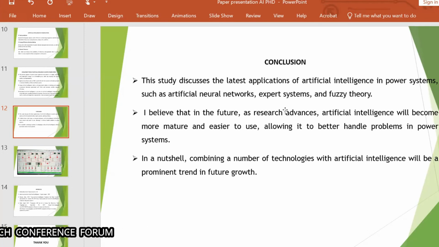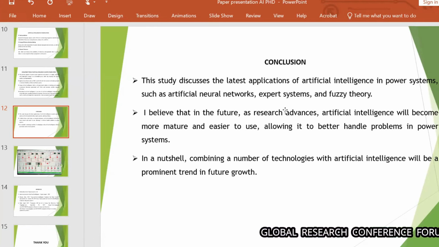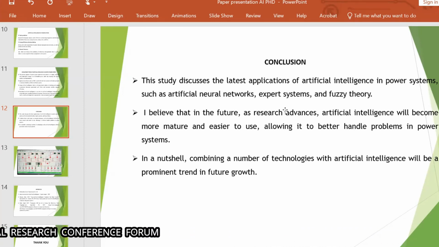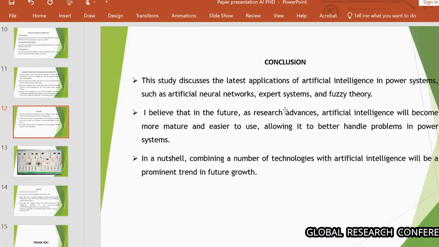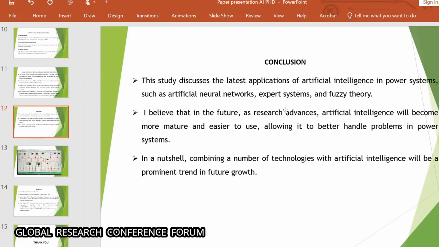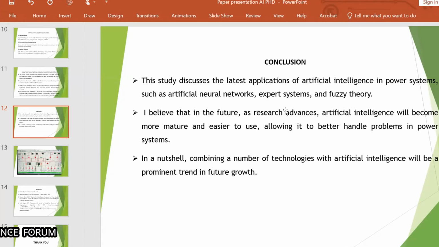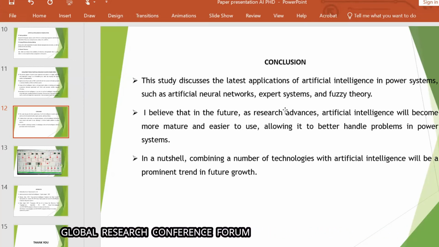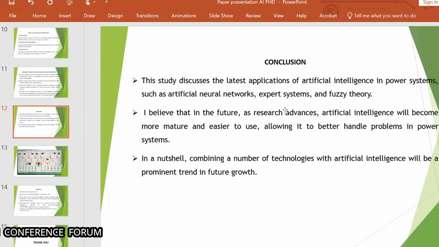Yes, as I told, the Electrical Transient Analysis Program is there. Then PSCAD software is there, where you can simulate and do the modeling of the power system. Then fuzzy theory, fuzzy logic is there, which is a mathematical theory. Can you briefly explain that fuzzy theory or fuzzy logic?